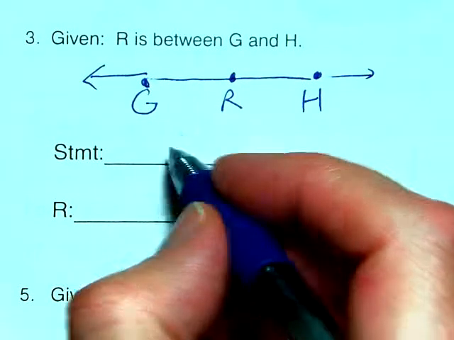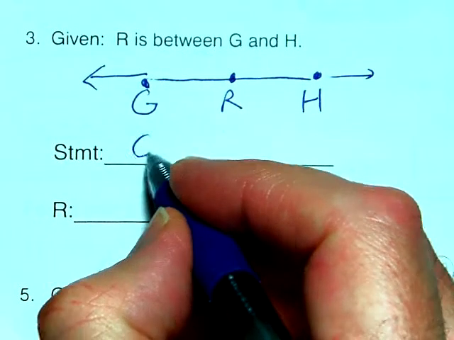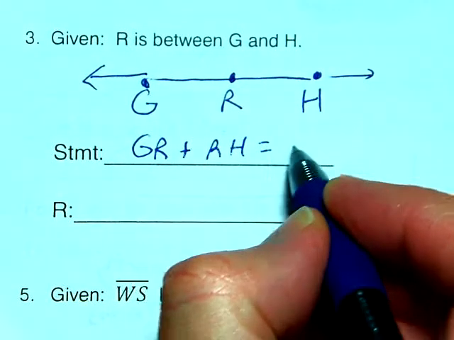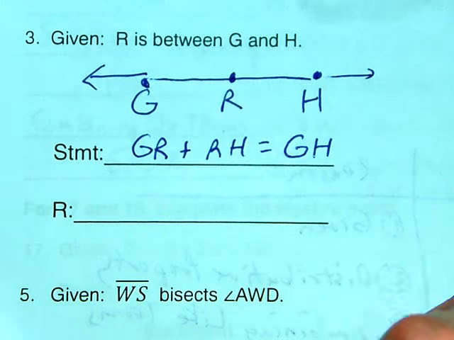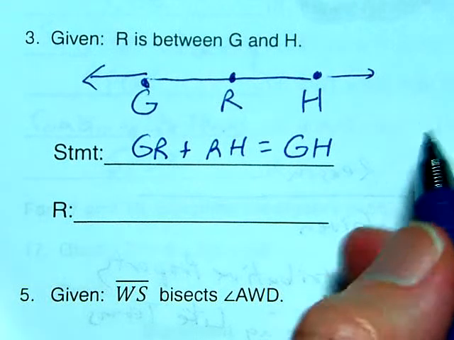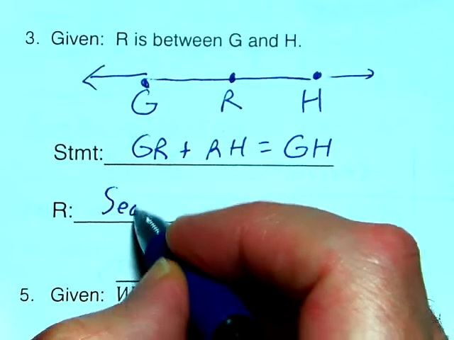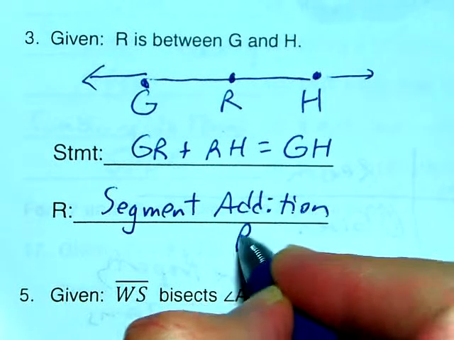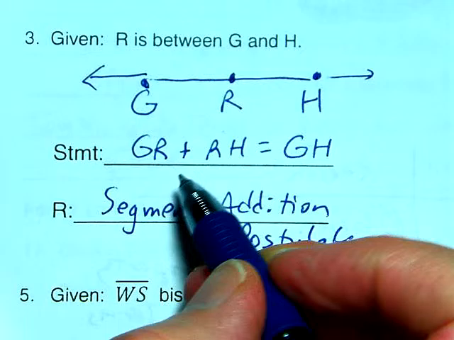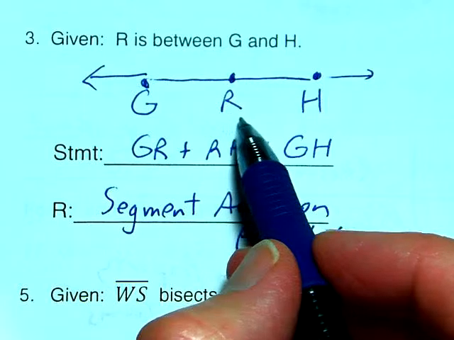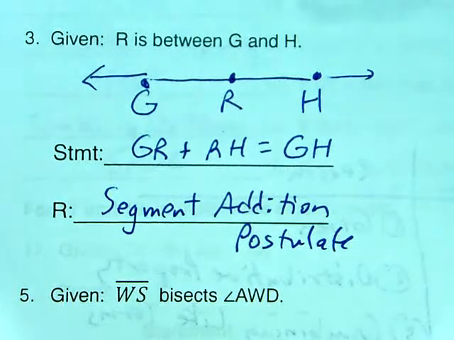Our statement is that GR, the distance from G to R, plus the distance from R to H, is equal to the distance from G to H. And the reason for this has to do with what it means to be between. And that definition of between is provided by the segment addition postulate. The segment addition postulate tells us that if R is between G and H, then the measure of GR plus the measure of RH is equal to the measure of GH.